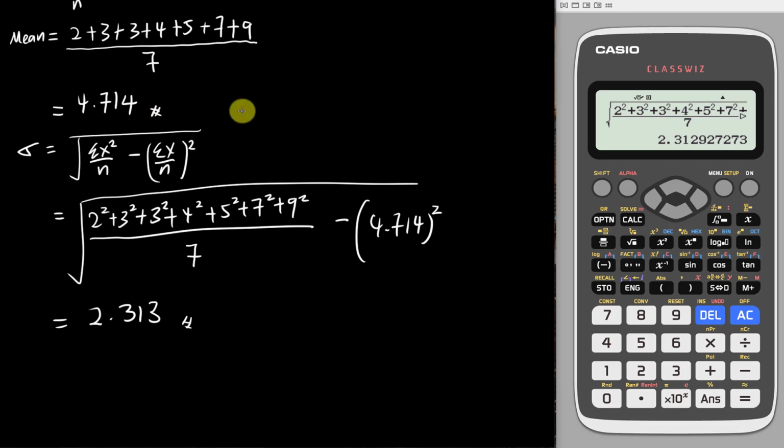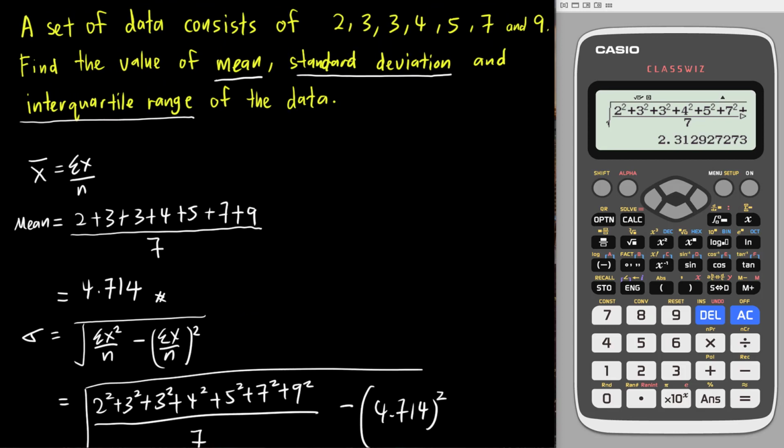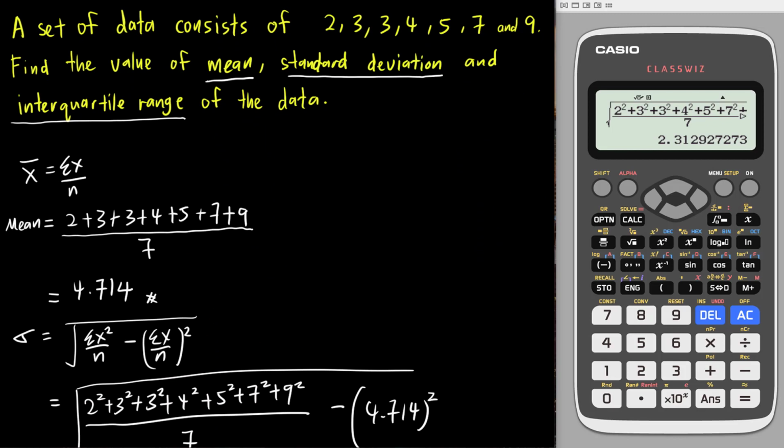Alright, the last thing is they ask me to find the interquartile range. So over here, you should know the meaning of interquartile range. This is the short form we write for interquartile range. Interquartile range basically means you have to use the upper quartile, which is Q3, minus the lower quartile, which is Q1.